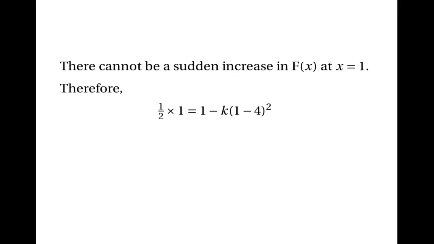Okay, let's solve that equation. That says that a half is equal to 1 minus 9k, which is the same as saying that 9k must be equal to a half. And that shows that k is equal to 1 over 18. And that's the answer to this question. K must be 1 over 18 for that to be a valid cumulative distribution function.